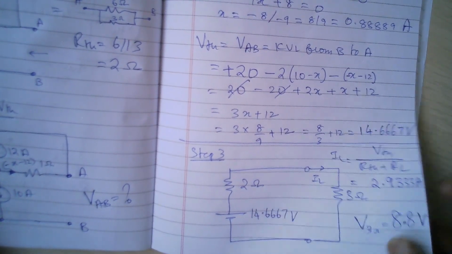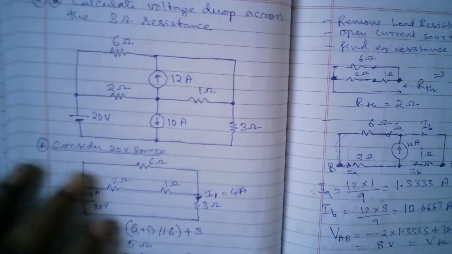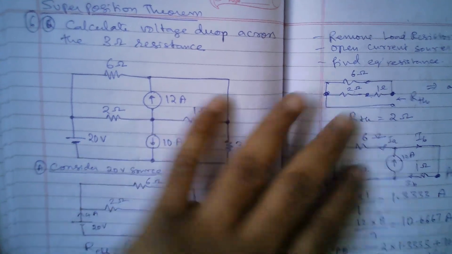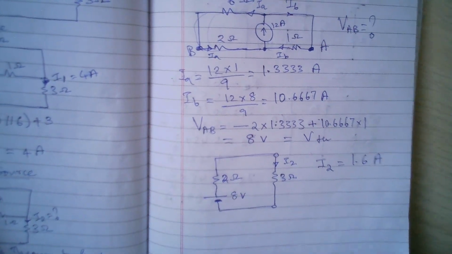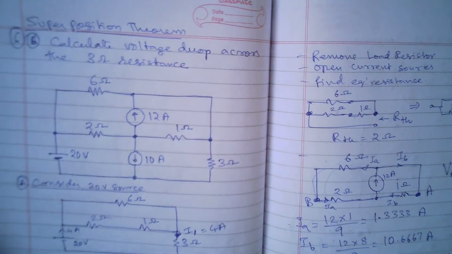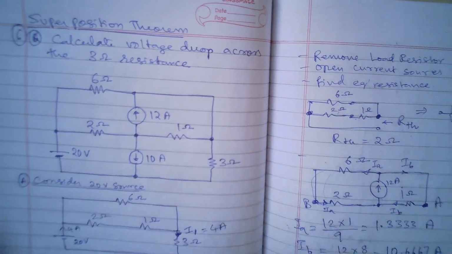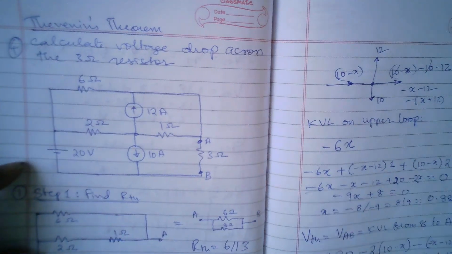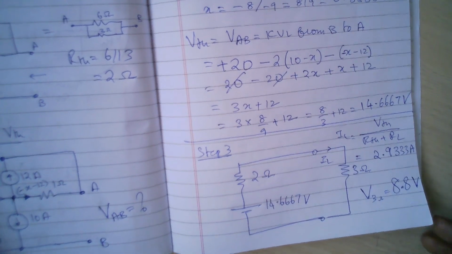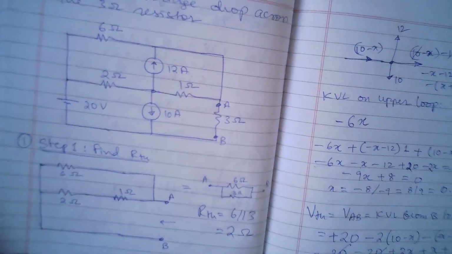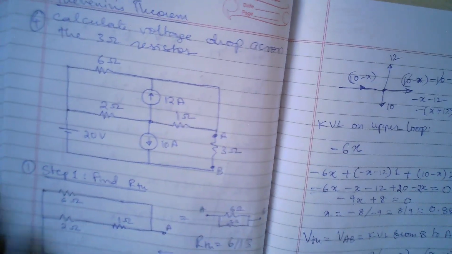Anyway, the final answer is supposed to be 2.933 amperes. And now if I refer to this, I think I left this particular problem in the middle and did not conclude it. So anyway, leave it. We will not even bother to conclude this because we have our Thevenin's theorem to finally answer our question. So the answer is 2.933 amperes with 8.8 volts as the voltage drop across this 3 ohm resistance.